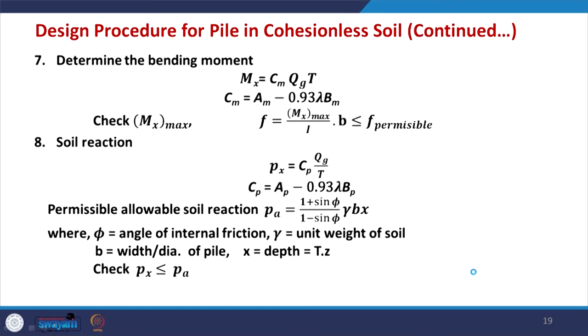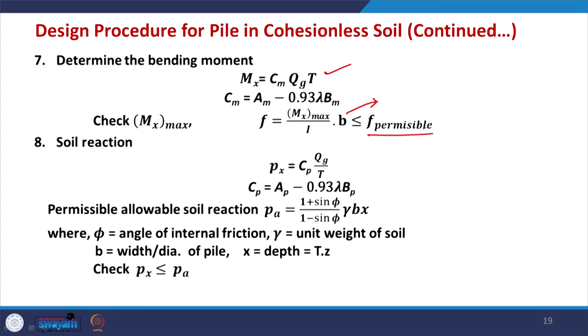Same thing we do for moment. Remember the bending moment Mx, which can be calculated as Cm q z t, where Cm is nothing but Am minus 0.93 lambda Bm, where Am and Bm are the moment coefficients. Then we need to apply a check here on bending stresses. Using this equation, you find the maximum bending moment, and for the maximum bending moment get the maximum stress, which is Mx max divided by I into B, where B is the diameter of the pile. And this value of F which you calculate should be less than the permissible bending stress.